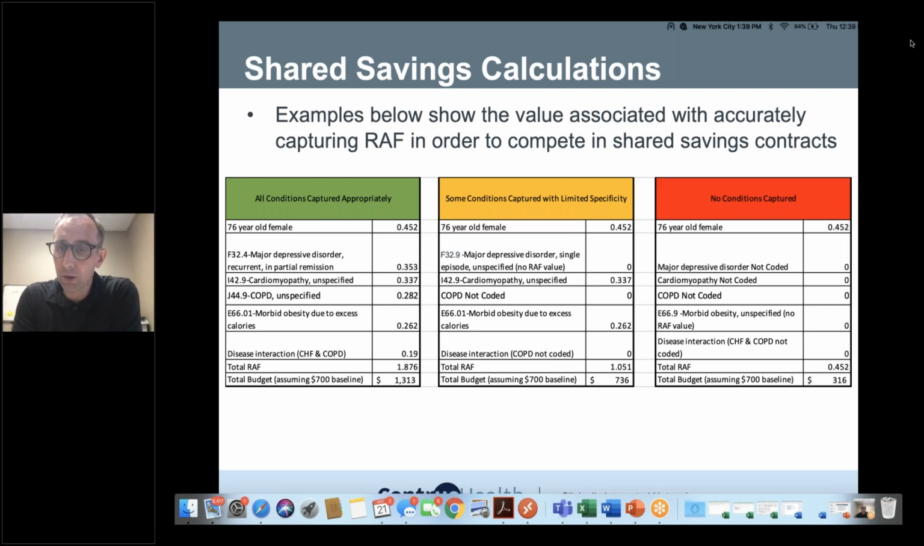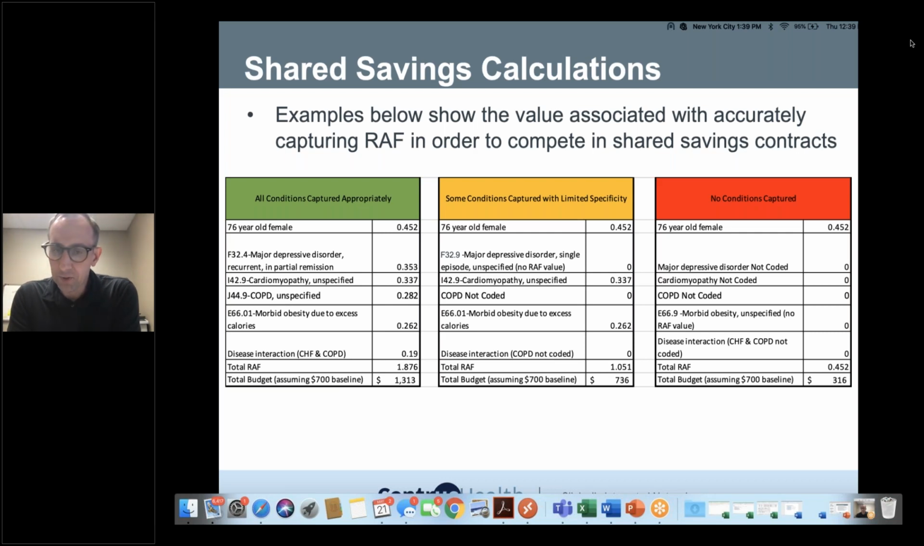So the box on the right shows if none of these codes were captured. Maybe this patient wasn't seen during the calendar year, or they were just seen for an acute visit and weren't really coming into the office. You can see that none of the diagnosis codes were captured, and at the end of the year, this patient's total risk-adjusted score is the same as their demographic. It's a 0.452. So based on that, the patient would have an expected cost of care of $316.